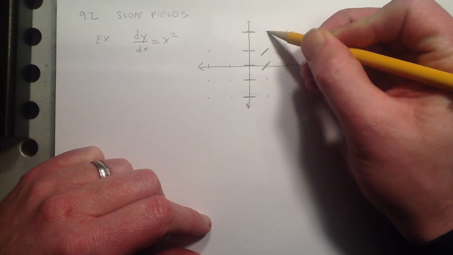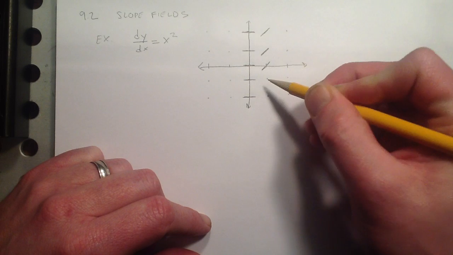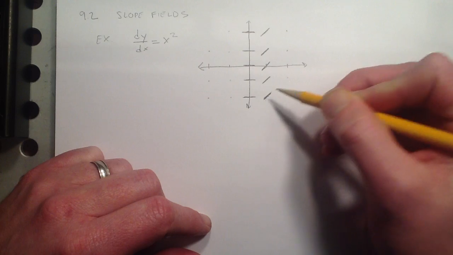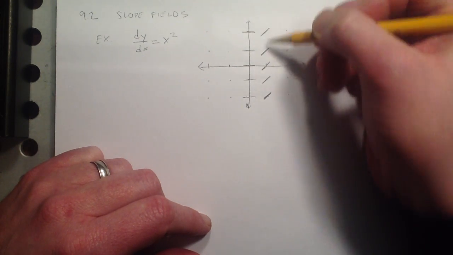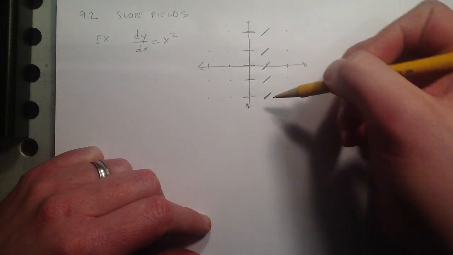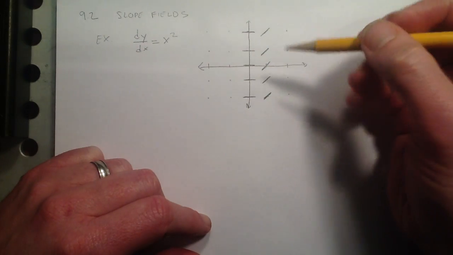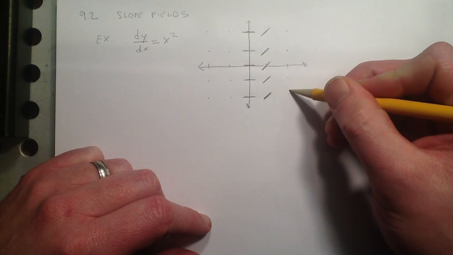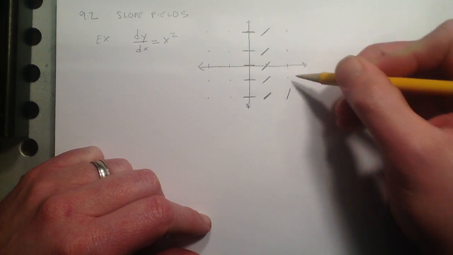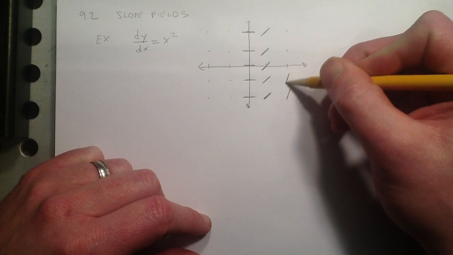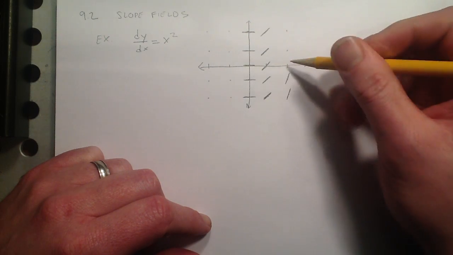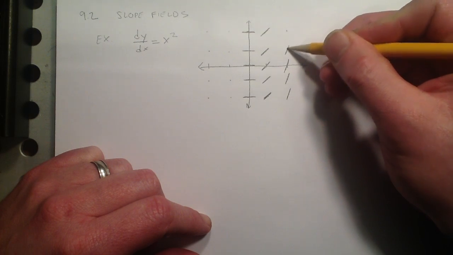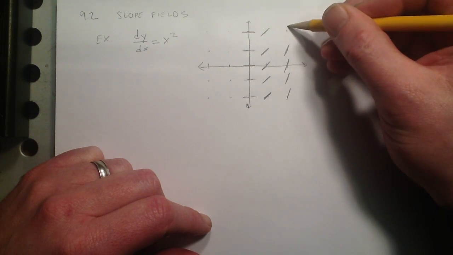And since it only depends on the x-coordinate, all these points along this vertical line have an x-coordinate of 1. They all have the same slope. And when I go over to x-coordinate of 2, 2 squared is 4. You don't have to be perfect with your slopes here, but certainly want it to look steeper than 1, right? I'll try to sketch in some lines that have a slope of 4-ish.